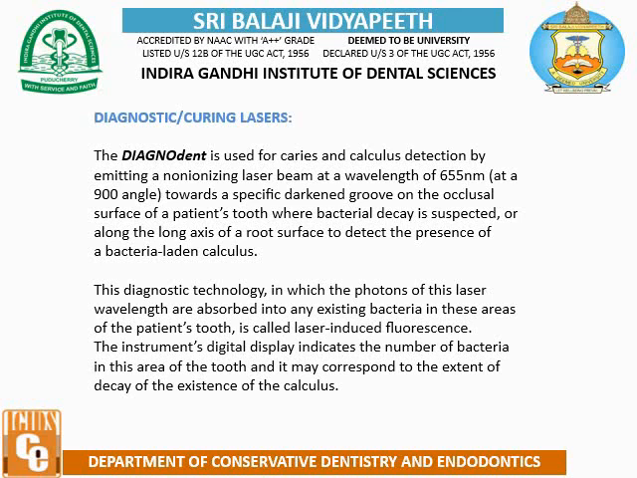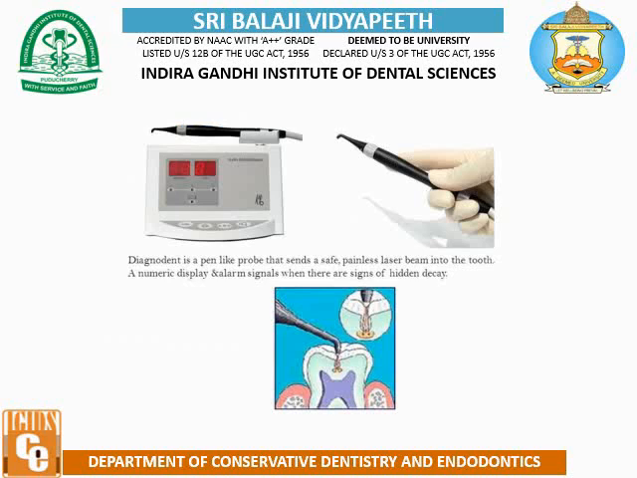The instrument's digital display indicates the amount of bacteria in this area of the tooth, and it may correspond to the extent of decay or the existence of calculus. A DIAGNOdent is a pen-like probe that sends a safe, painless laser beam into the tooth. The numeric display and the alarm signal when there are signs of hidden decay.